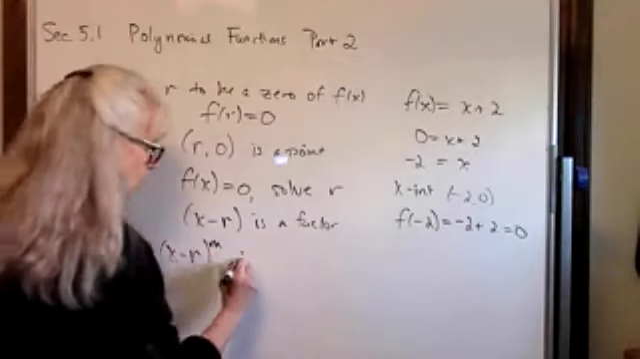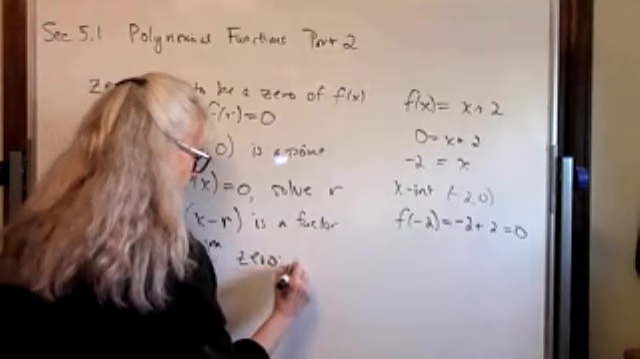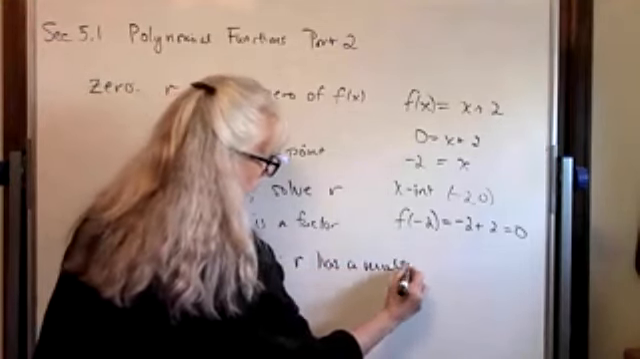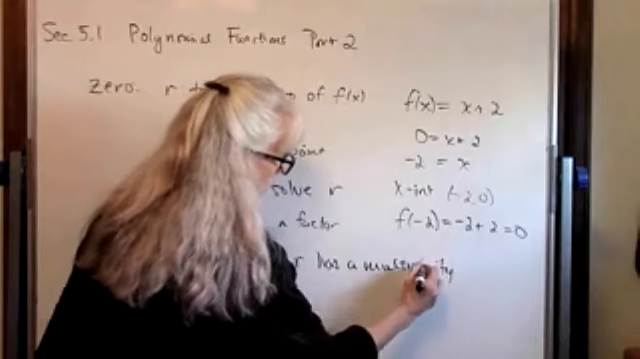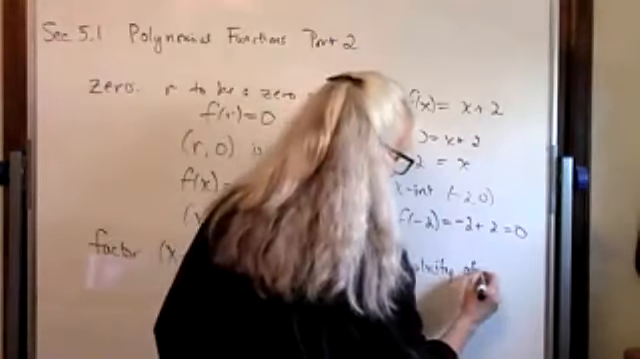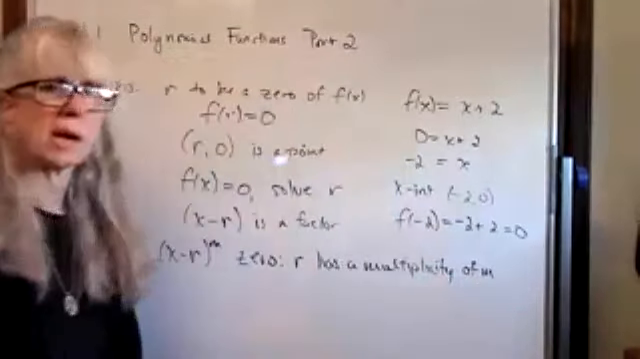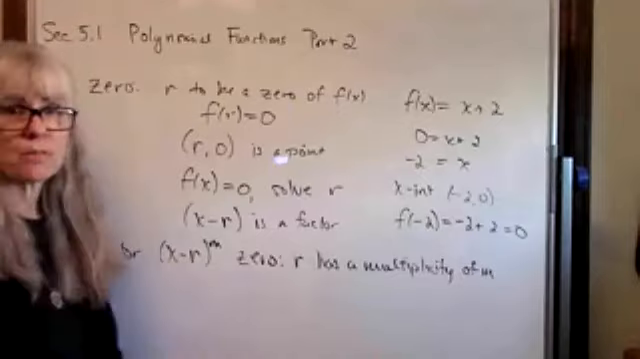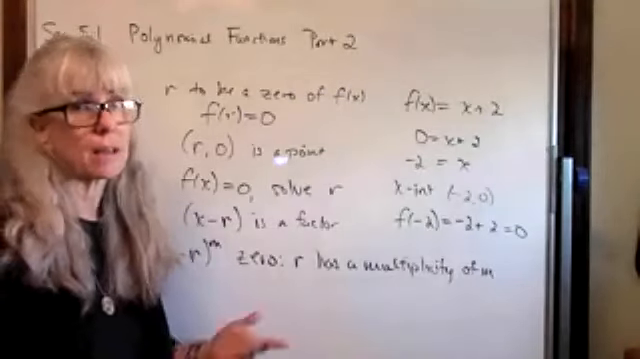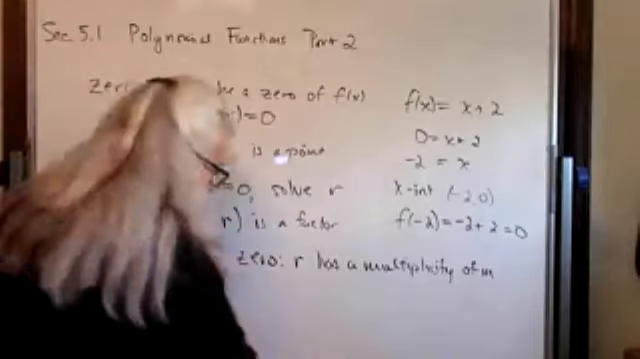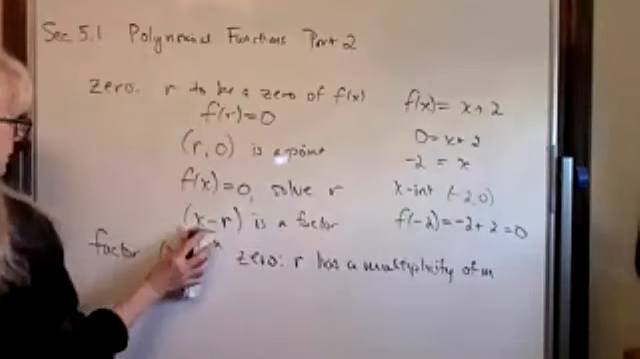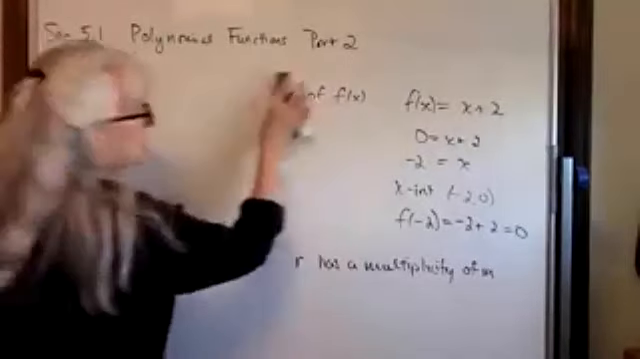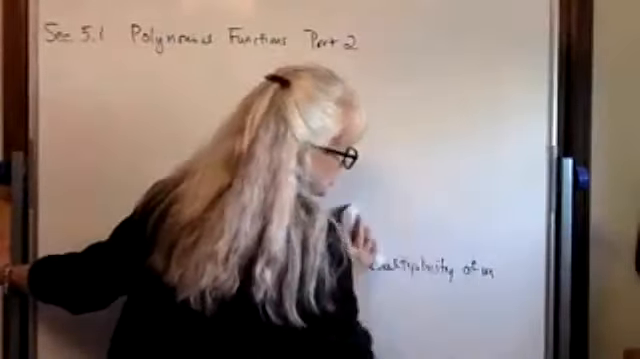then this zero r has a multiplicity of m. And you're thinking, okay, what does that mean? Well, hang on, let's work on an example. That multiplicity is actually a very powerful tool when we talk about graphing in a few seconds. So our next example basically pulls these ideas together. Again, it's vocabulary, making sure you understand the vocabulary of polynomial functions.